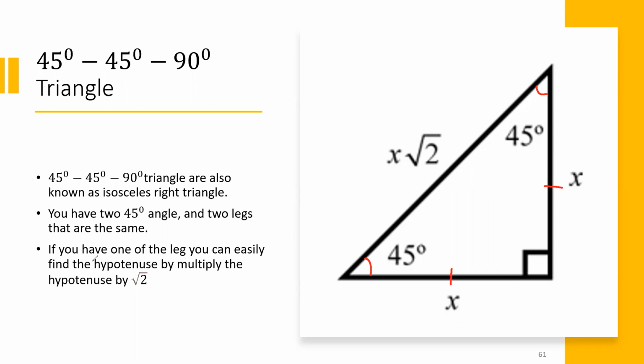If you know one of the legs, you can easily find the hypotenuse. All you have to do is multiply the leg by radical 2. Let me explain that more in depth. Here you have a 45, 45. Let's say you had one known leg, 5. Let's say this leg right here is 5. This leg here also has to be 5, right? And then how would you find the hypotenuse? Well, the rule is the leg times radical 2. So our hypotenuse is 5 radical 2.